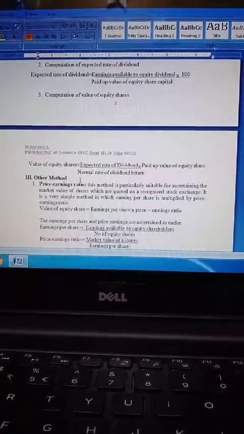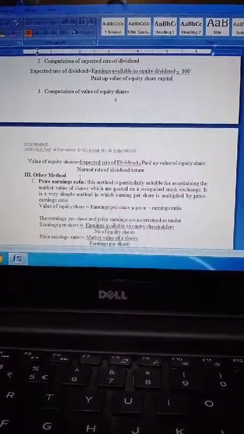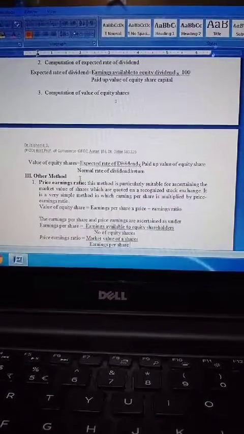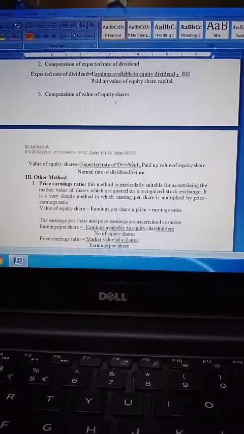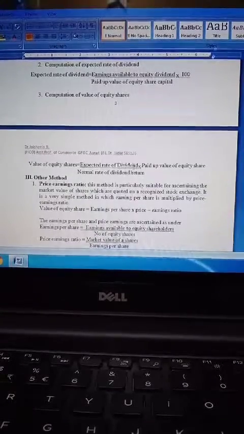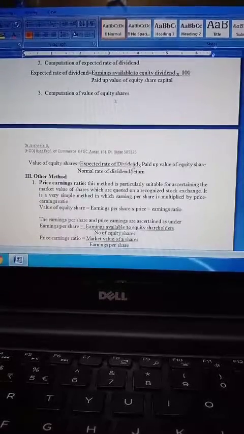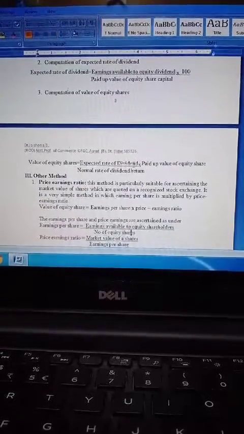This is similar to the earning yield method, but in the earning yield method we take earnings instead of the dividend. In the dividend method, instead of earnings we take the dividend. So in the last method, the other method, is there.